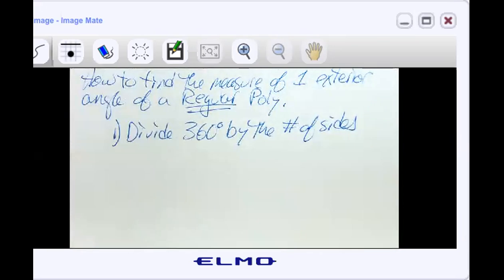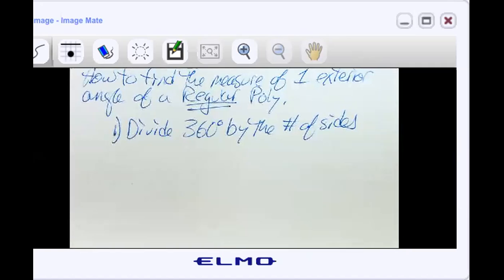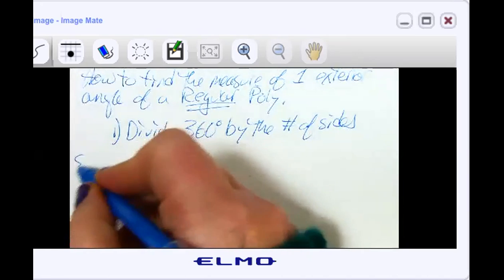So a decagon has 10 sides. So if I want to find the measure of one exterior angle, I'm just going to do 360 divided by 10. And I'm done. That's my answer. That's so cool.